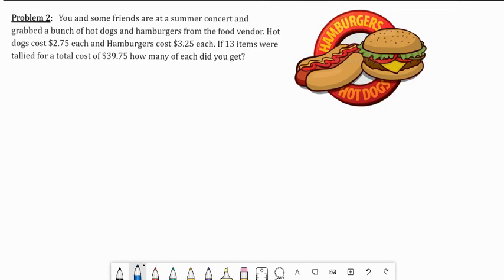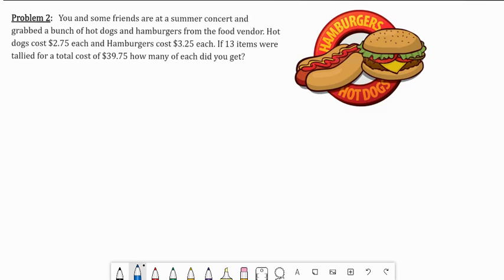This is our second word problem from solving linear systems using the elimination method. Problem 2 states, you and some friends are at a summer concert and grabbed a bunch of hot dogs and hamburgers from the food vendor. Hot dogs cost $2.75 each and hamburgers cost $3.25 each. If 13 items were tallied for a total cost of $39.75, how many of each did you get?